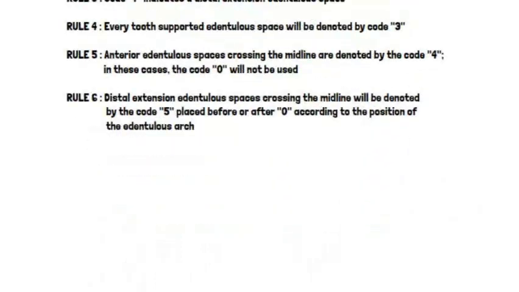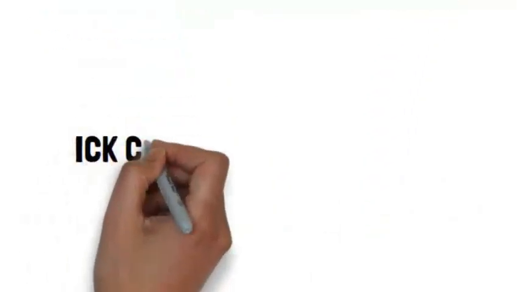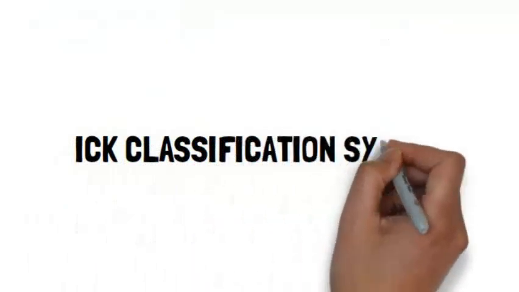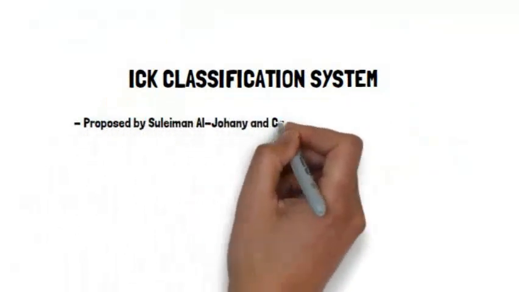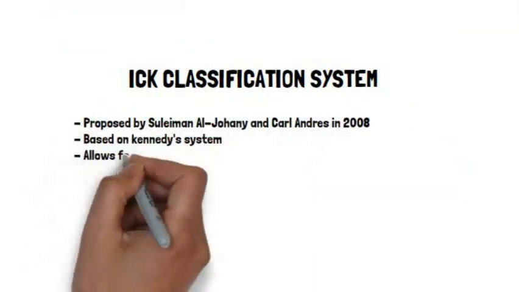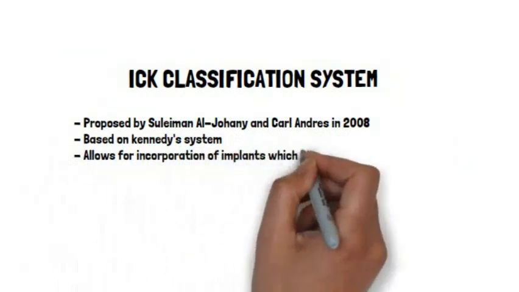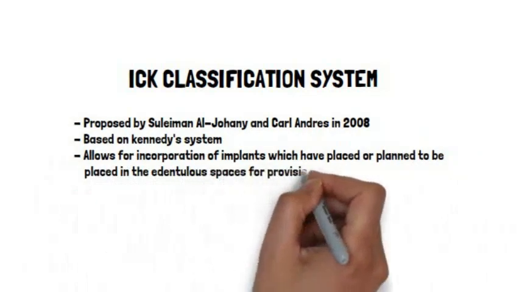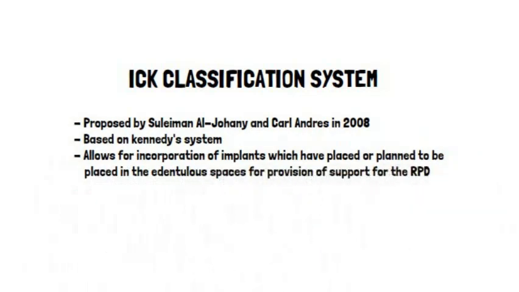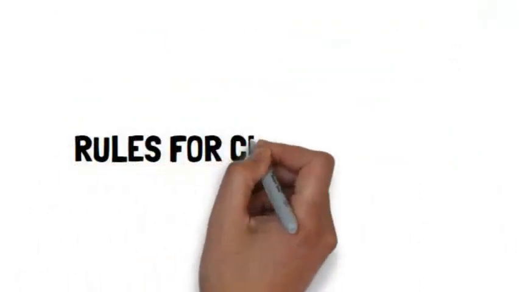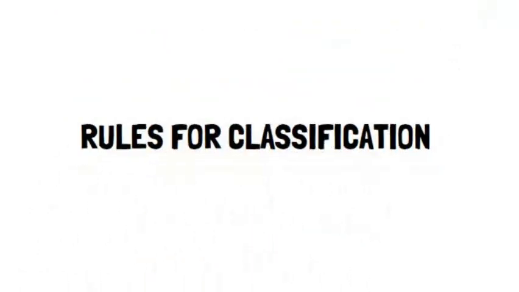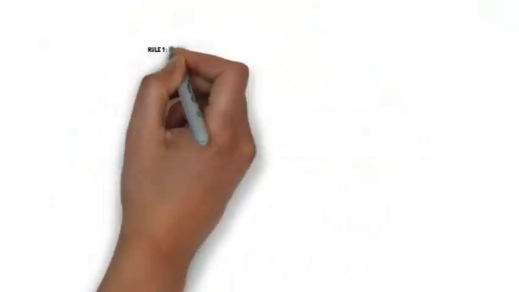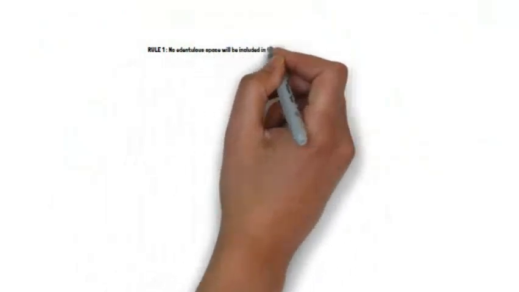ICK classification system. It was proposed by Suliman Al-Johany and Carl Andres in 2008, based on Kennedy's system. It allows for incorporation of implants which have been placed or planned to be placed in the edentulous spaces for provision of support for the RPD. Rules for classification. Rule number 1: no edentulous space will be included in the classification if it will be restored with an implant supported fixed prosthesis.